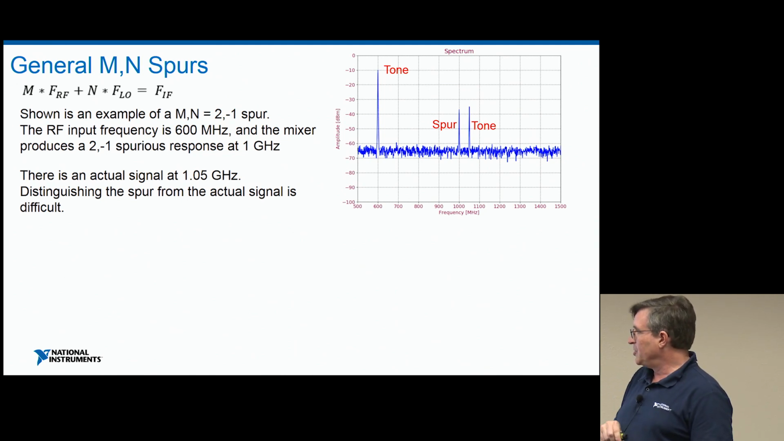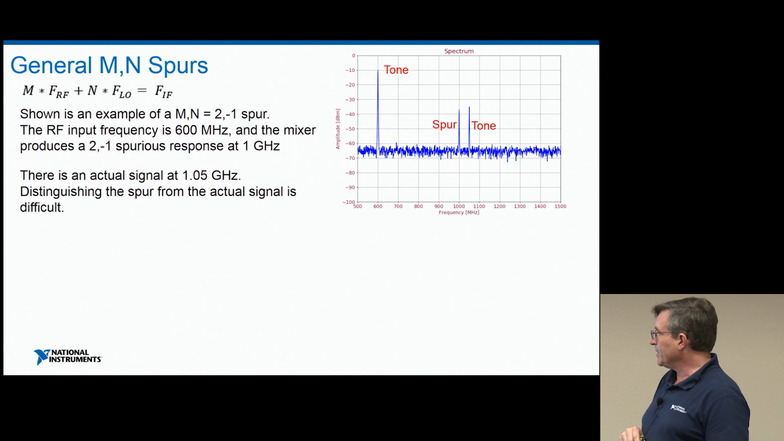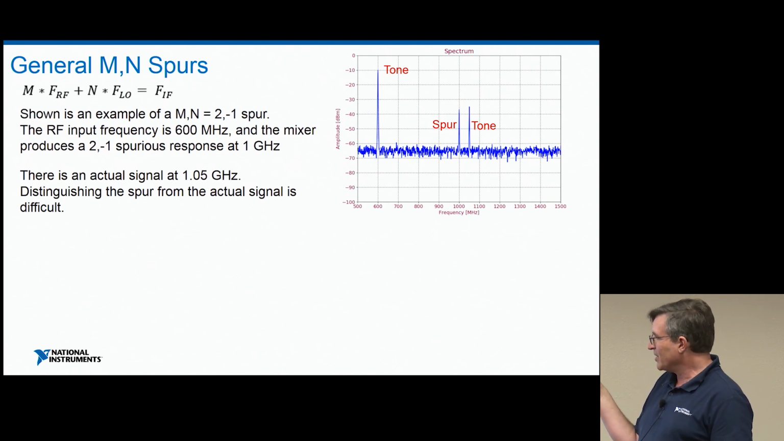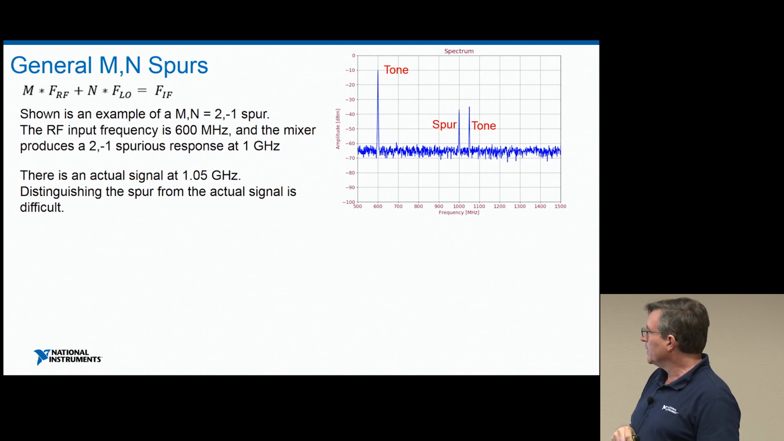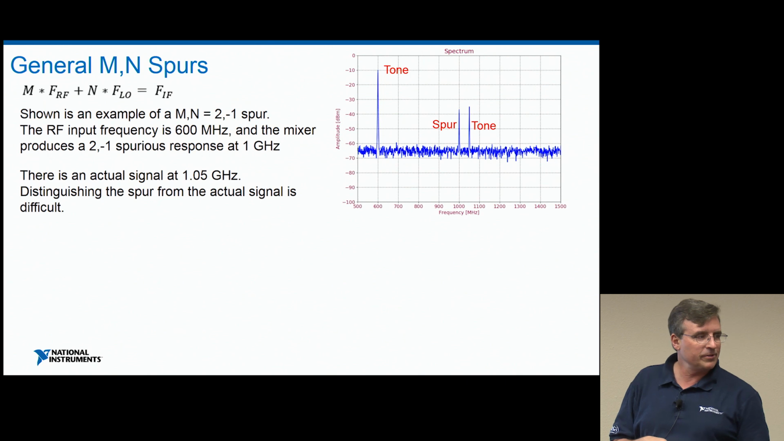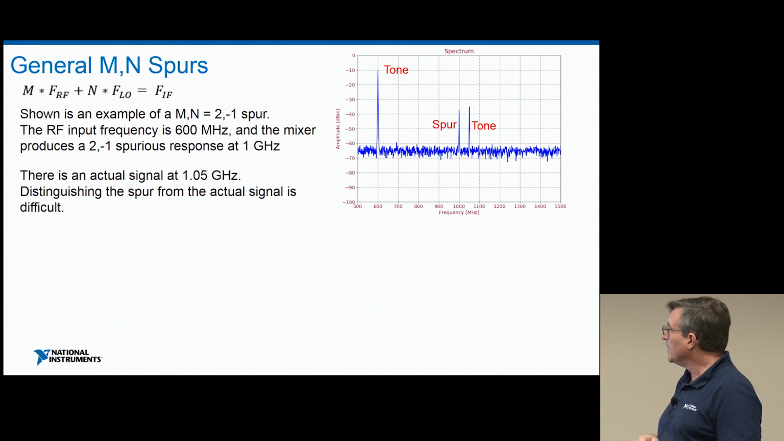So here's just the general M N spurs, and I'll demonstrate here. I'll make M and N 2 minus 1. In this particular case, I'm injecting a fundamental tone at 600 megahertz, and this 2-1 happens to create a spur at 1 gigahertz. I have another tone right next to it, and from this viewpoint, you would be hard-pressed to tell which one's the spur and which one's the tone.